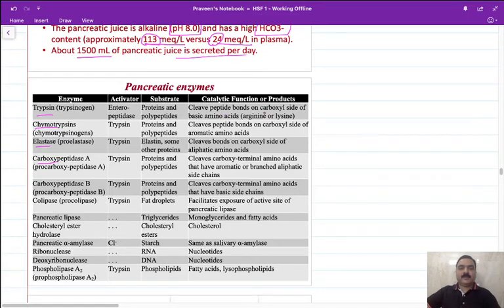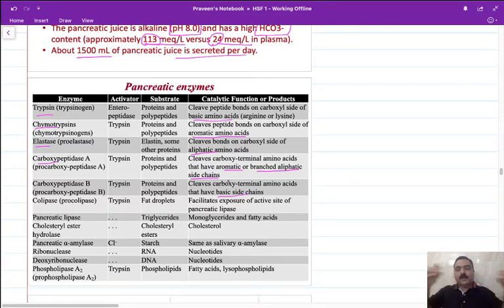For example, trypsin will cleave only the peptide bond on the carboxyl side of basic amino acids, whereas chymotrypsin will break the peptide bond on aromatic amino acids. Elastase breaks at aliphatic amino acids. Carboxypeptidase A cleaves amino acids that have aromatic or branched aliphatic side chains, and carboxypeptidase B, basic side chains. So that means they are not causing a complete digestion of the protein.